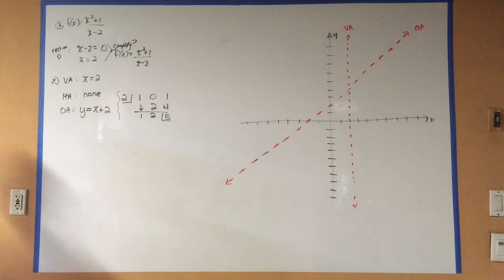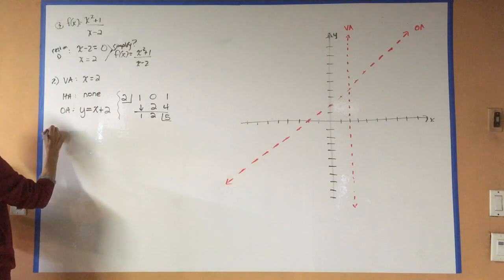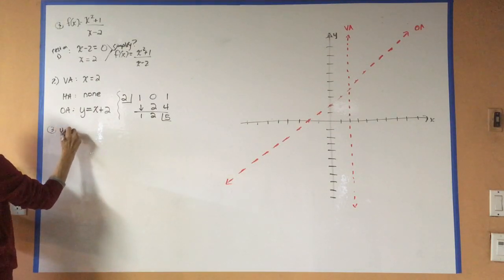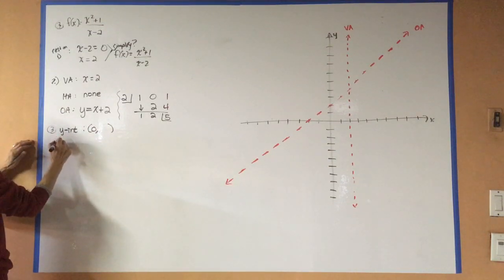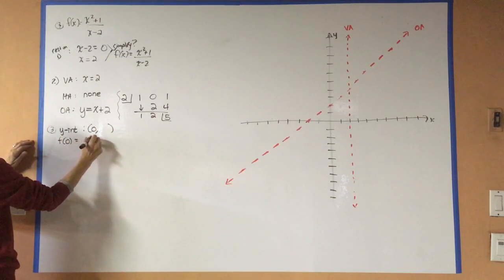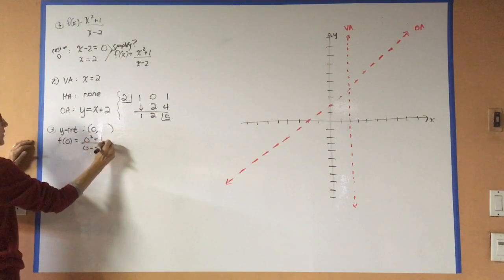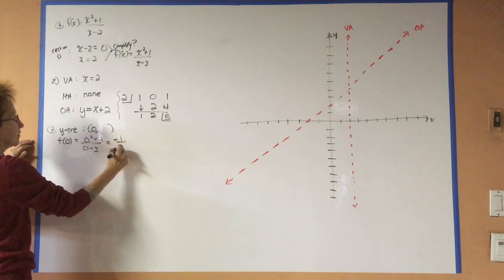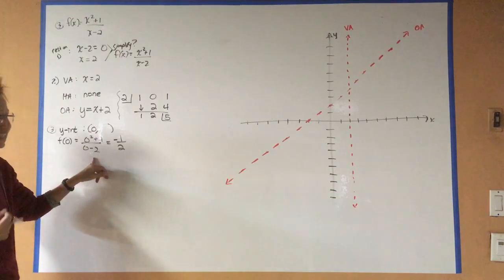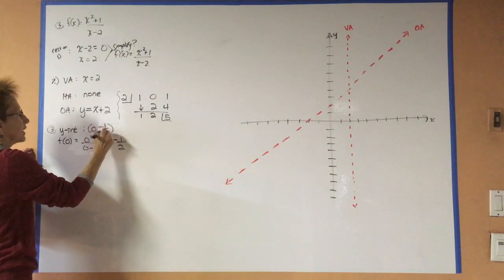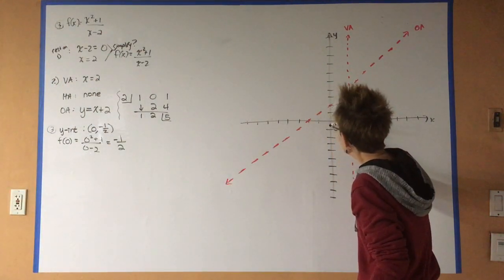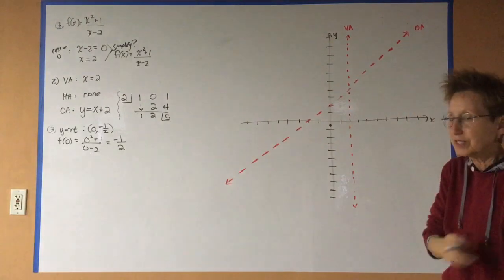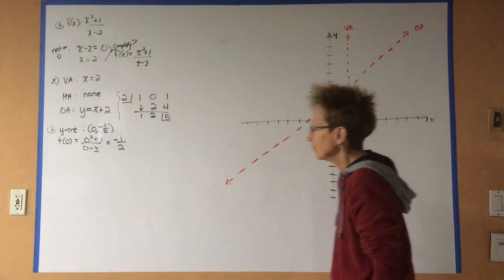Now the next step is the y-intercept. So step 3 is the y-intercept, which is the ordered pair 0, comma something. So f of 0 is equal to 0 squared plus 1 over 0 minus 2, and that's equal to 1 over negative 2, which is negative 1/2. So negative 0.5. So 0, negative 0.5 is right there. There's my y-intercept, 0, negative 1/2.